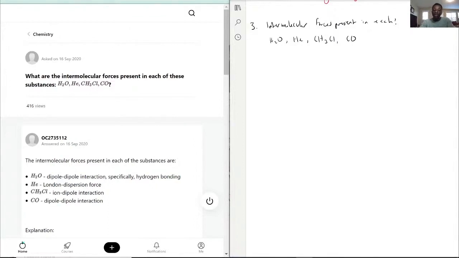We have London dispersion, which is something that everything has. Right now I'm just going to answer that part, and we're going to say all. Okay, we have dipole-dipole, which is going to be also, well, actually we don't know yet, we're just going to leave it as that.